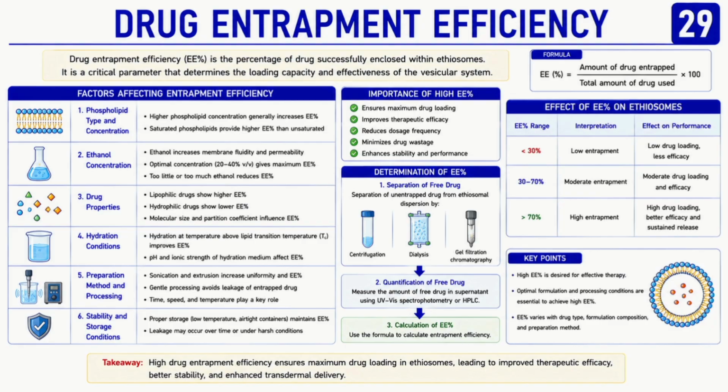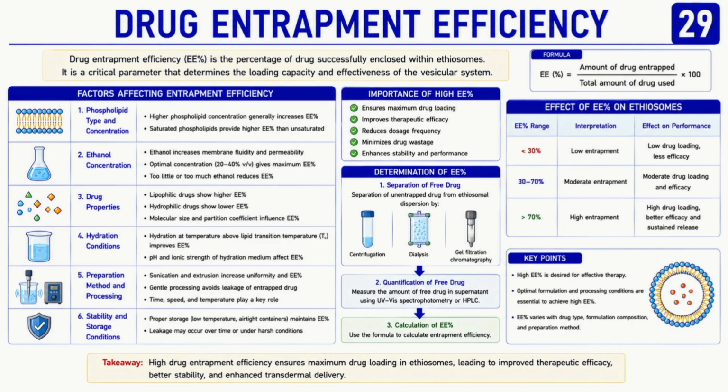Drug entrapment. Drug entrapment efficiency describes the percentage of the drug incorporated into the vesicle systems relative to the total amount used during the preparation. Is it clear? Again, I'm repeating here. The entrapment efficiency describes the percentage of the drug incorporated into the vesicles compared to the total amount of drug used. It can be calculated as: entrapment efficiency equals the amount of entrapped drug divided by the total drug added, multiplied by 100.